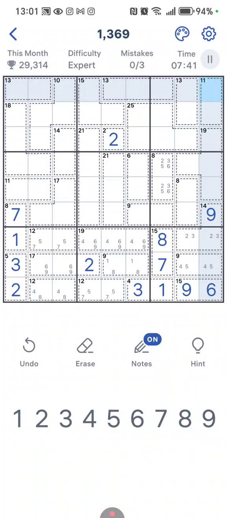Okay, up here, 11. 4 solutions, but it can't be 6, can't be 9. So this is 3, 4, 7, and 8. Oh, actually, do you know what? I'm going to do a bit of scanning too.